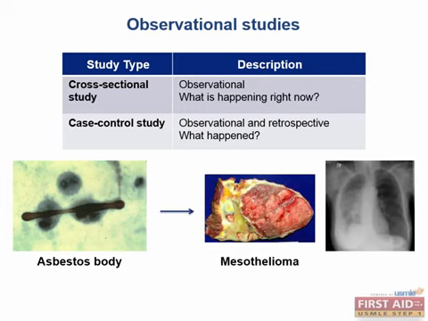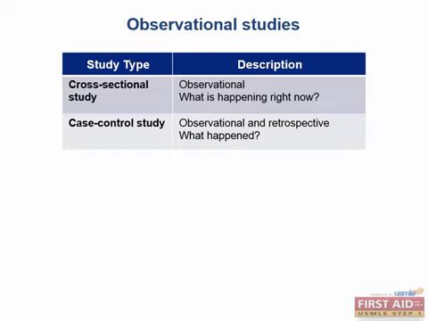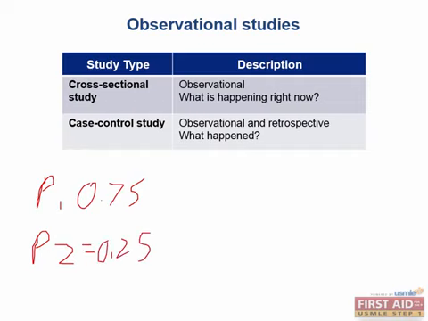Here, you're looking into the past and comparing cases with the disease to controls without the disease, and analyzing their previous exposure to asbestos to see if cases with cancer had higher exposure rates. So, suppose the study finds that the probability of exposure to asbestos in patients with cancer is 0.75, while the probability of exposure to asbestos in disease-free patients is 0.25.